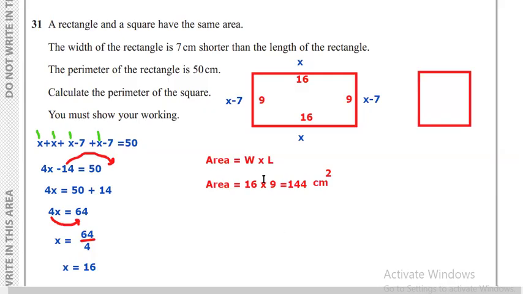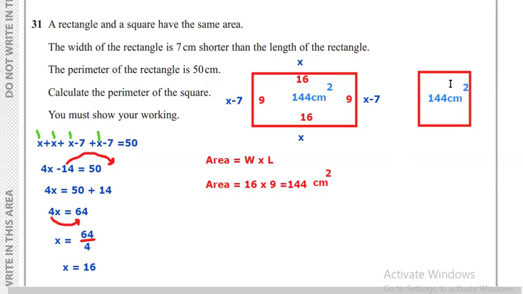Now, we found the area of the rectangle. This will help us what? Help us find the area of the square because both areas are the same. So the area of the rectangle is 144. Let's write it here. 144 centimeters squared. This means that the area of the square is 144 centimeters squared because at the beginning of the question, they told us that both areas are the same.